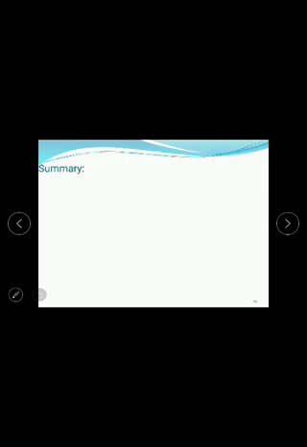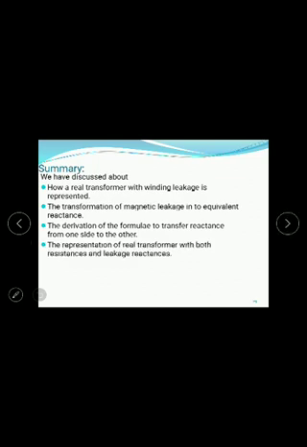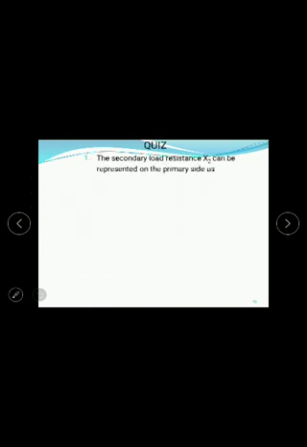Here the summary is, we have discussed how a real transformer with winding leakage is represented, the transformation of magnetic leakage into equivalent reactances, the derivation of the formulae to transfer reactance from one side to the other side, and the representation of a real transformer with both resistance and leakage reactances.